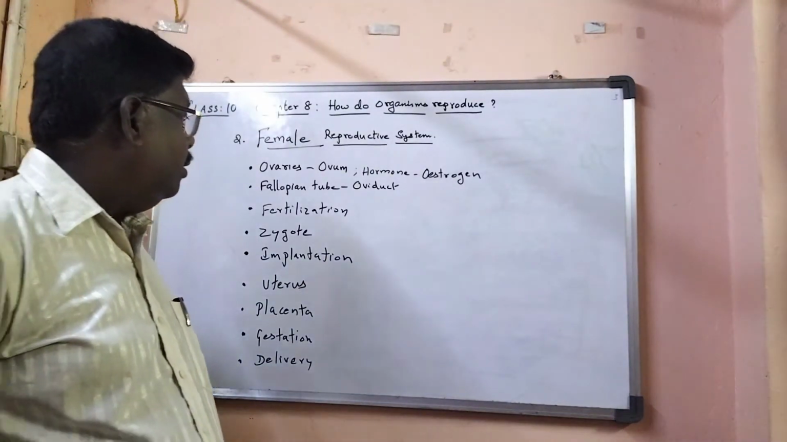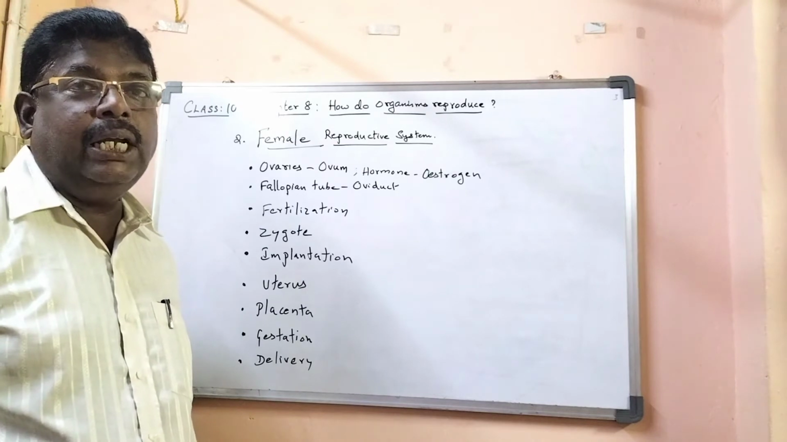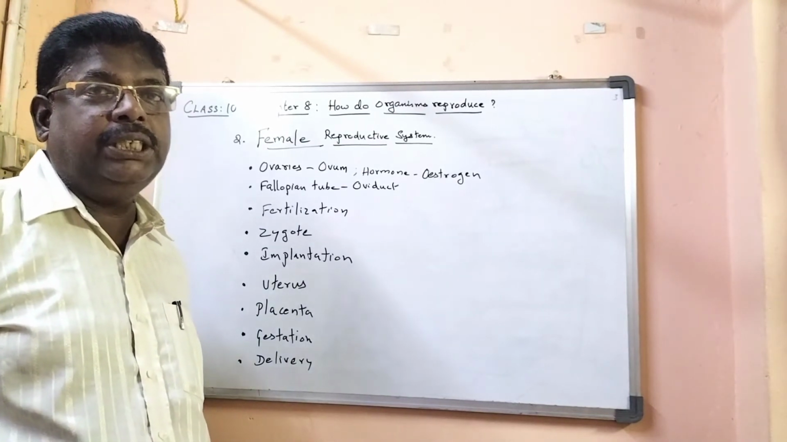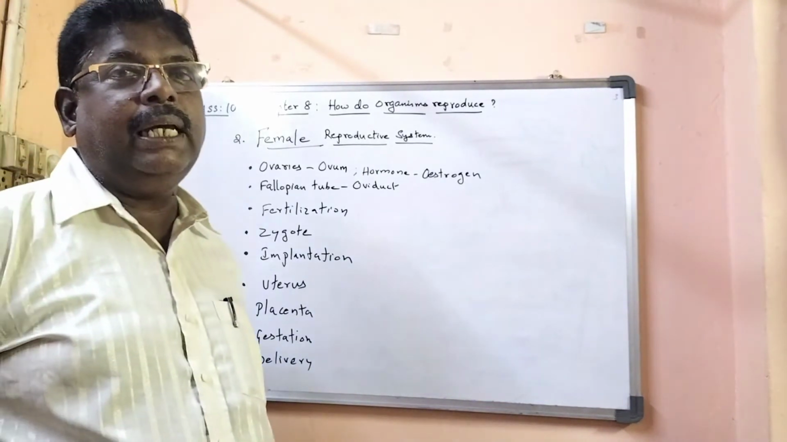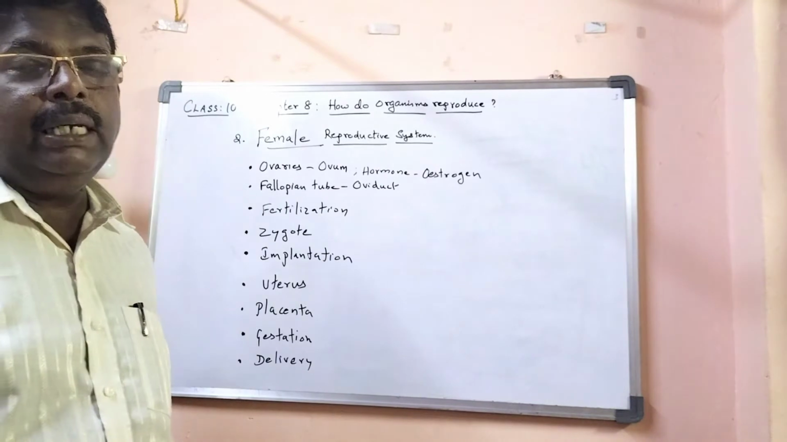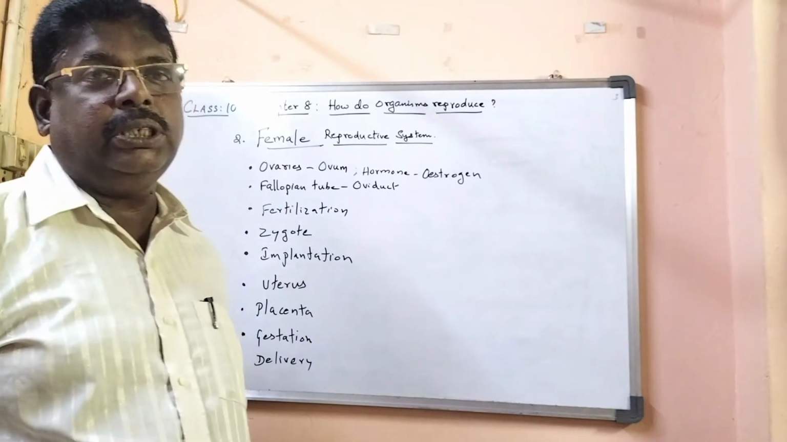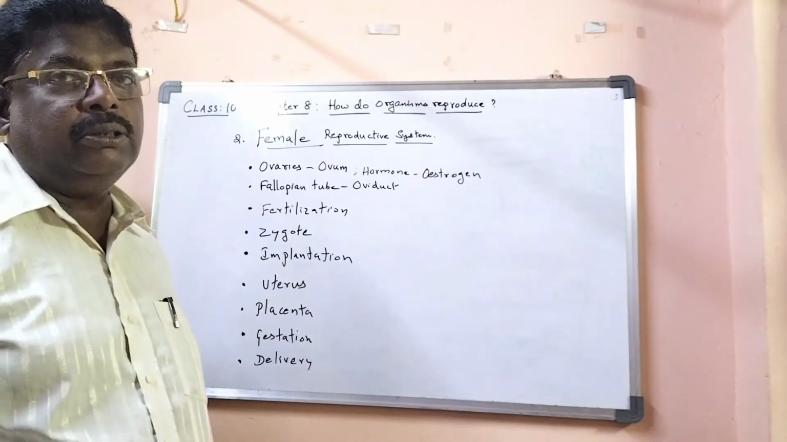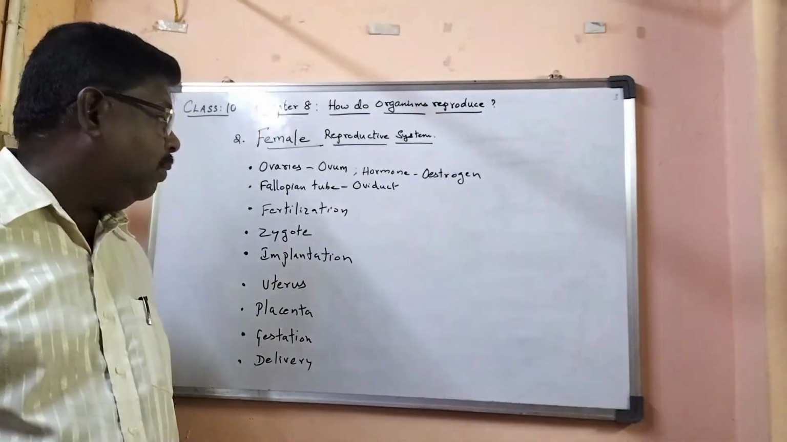Then when that egg meets a sperm, fertilization occurs. The process of fusion of male and female gametes is called fertilization. The male gamete is the sperm, the female gamete is the ovum. It is said to be fusion or fertilization. The product of fertilization is the zygote. You all know that the product of fertilization is the zygote.